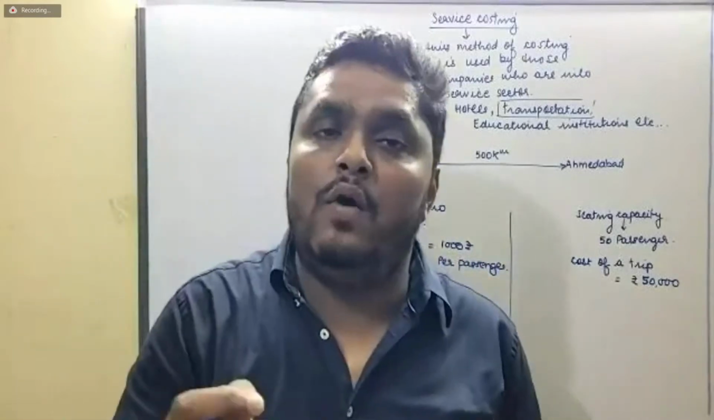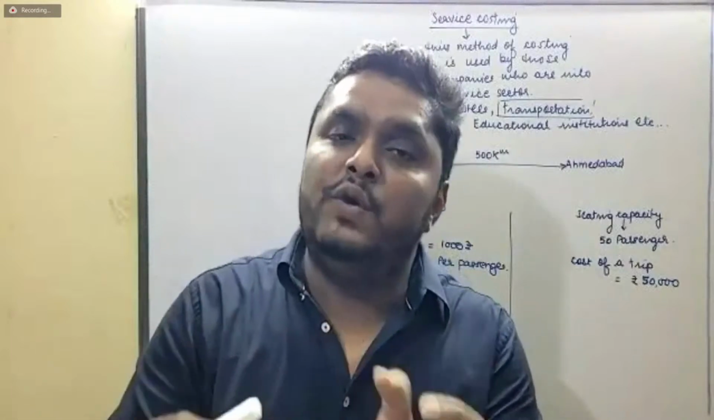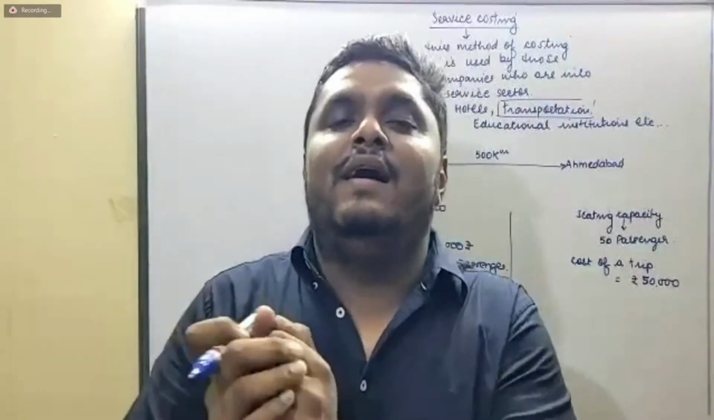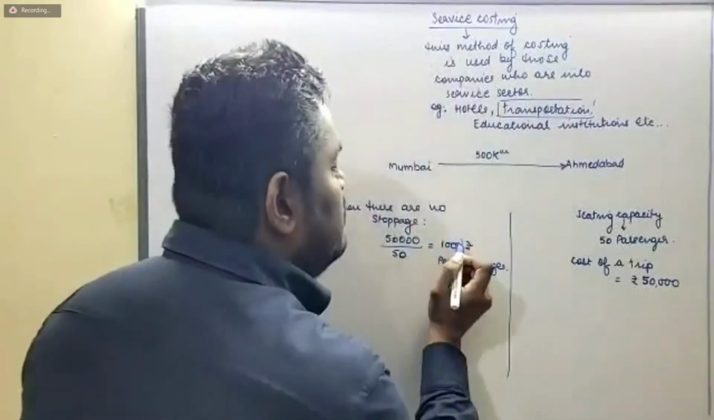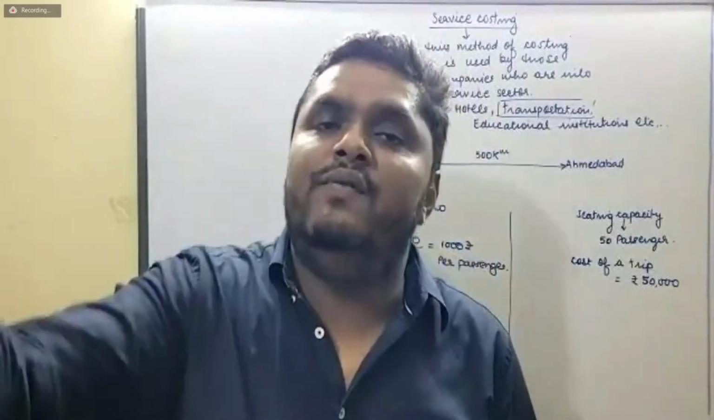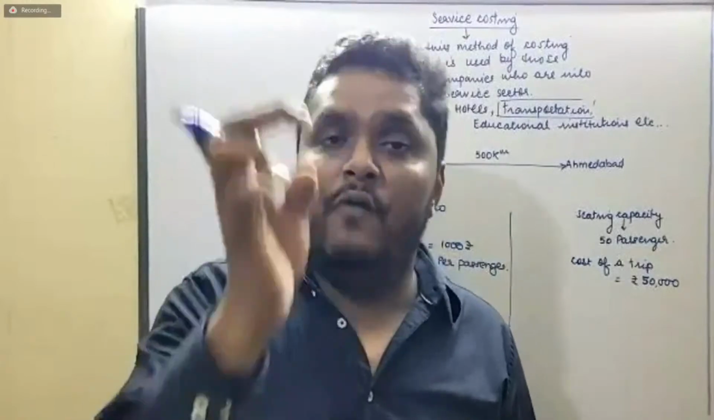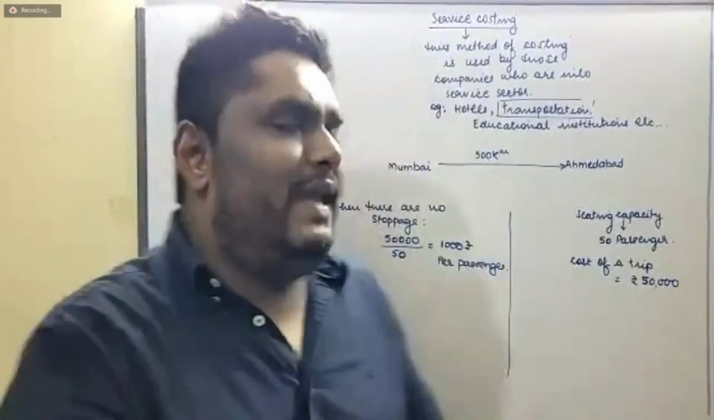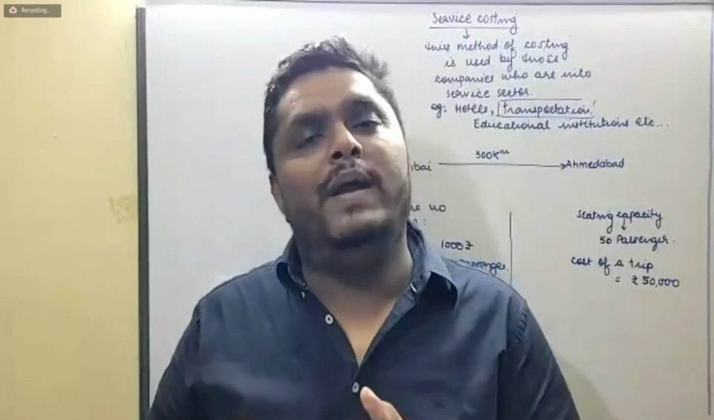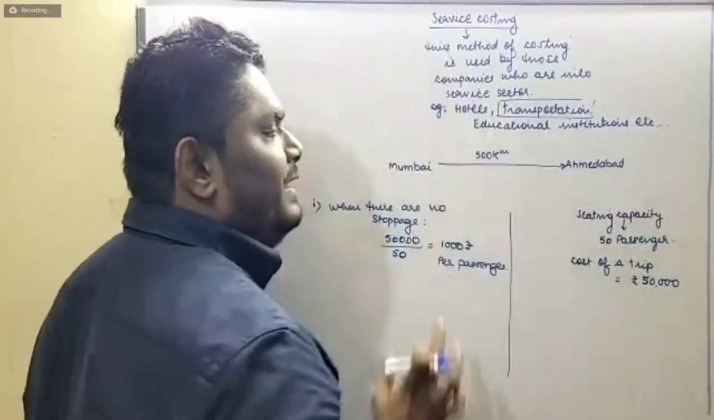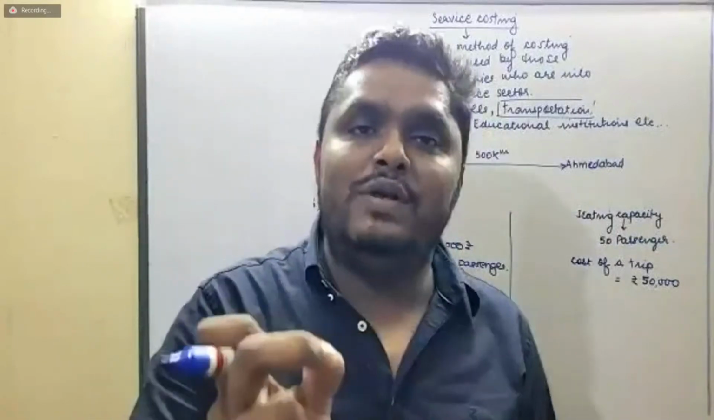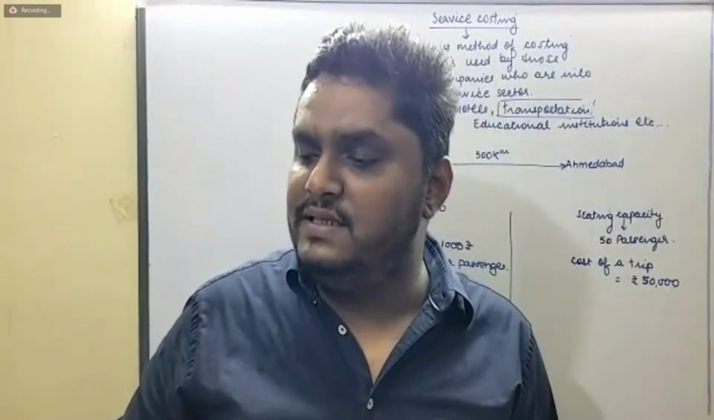So how much will be the cost per passenger? 1,000 rupees per passenger. Let's say he wants to earn a profit of 200 per passenger. So 1,000 plus 200, 1,200 will be the selling price of the ticket. Let me repeat again, I'm operating a bus service from Mumbai to Ahmedabad. 500 kilometers is the distance. The total seating capacity is 50 passengers.